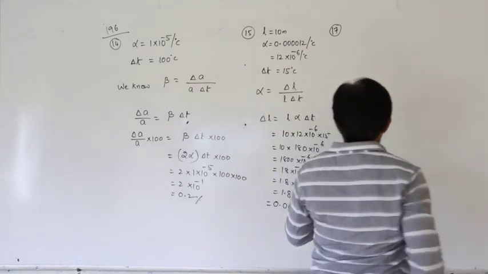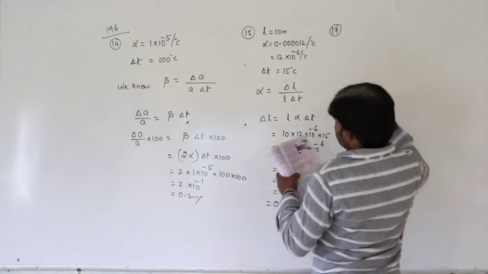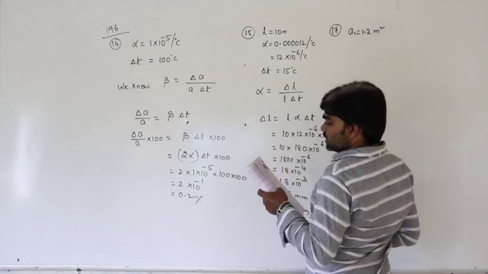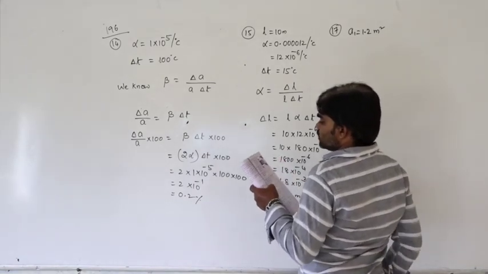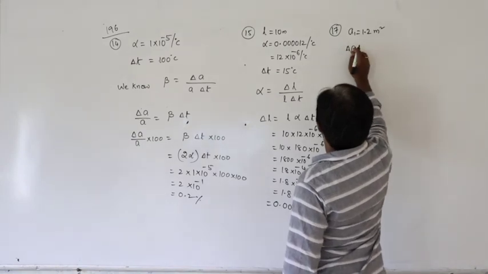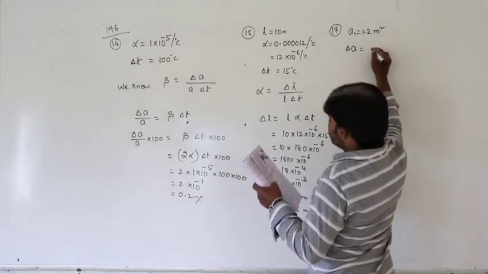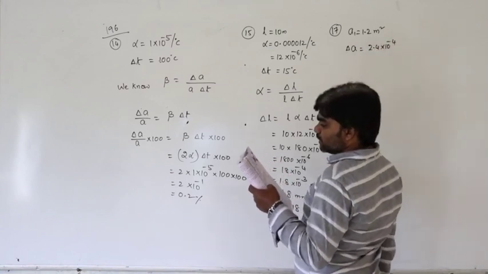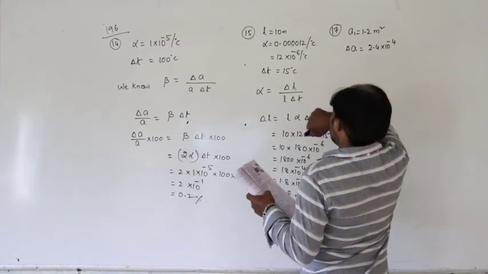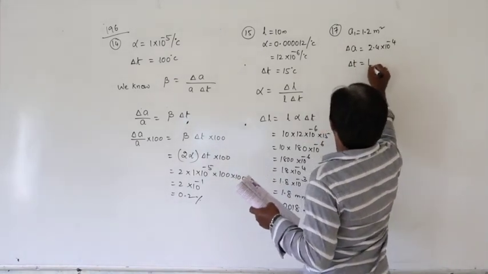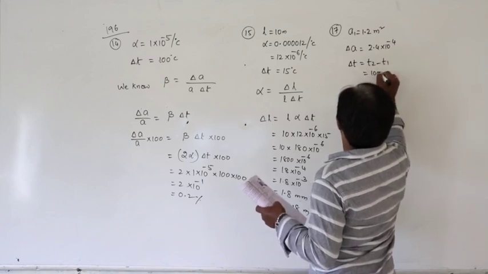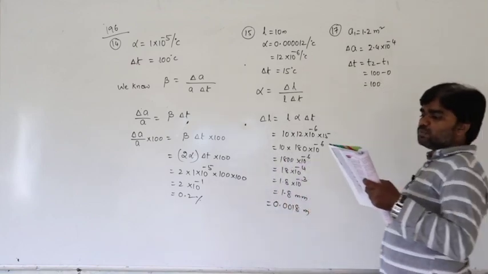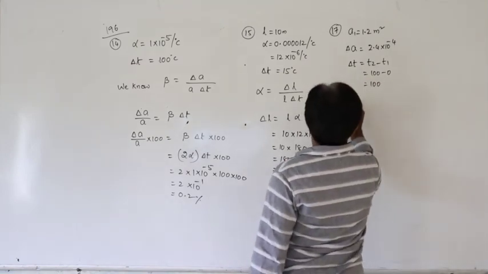Now the 17th question. A metal plate of area 1.2 meter square, A1 is equal to 1.2 meter square, increases in area by 2.4 into 10 to the power of minus 4. Increase means delta A is given. The increase in area is 2.4 into 10 to the power of minus 4 when its temperature rises from 0 to 100. Delta T is equal to T2 minus T1, that is 100 minus 0, equal to 100. The coefficient of cubical expansion of the metal is asked; from this we can calculate beta.